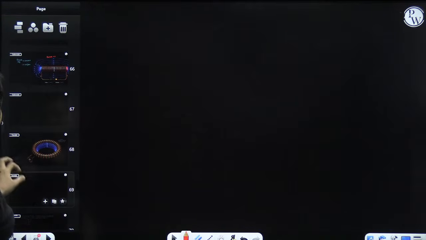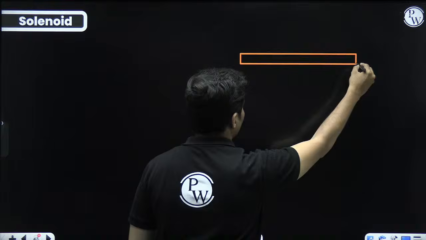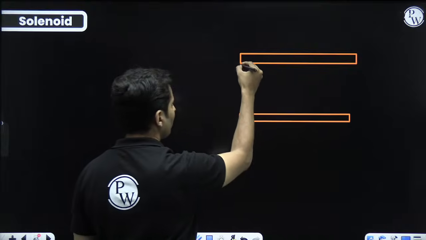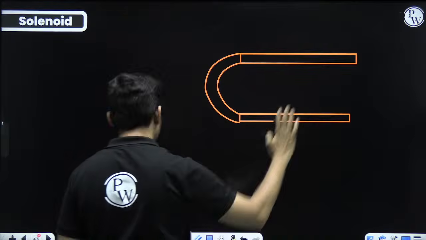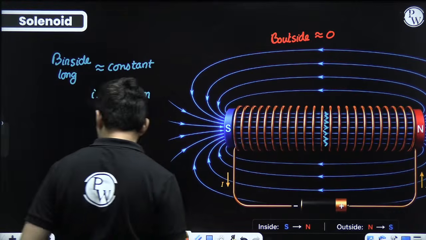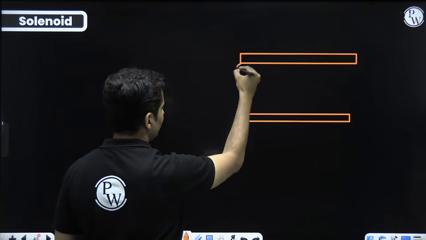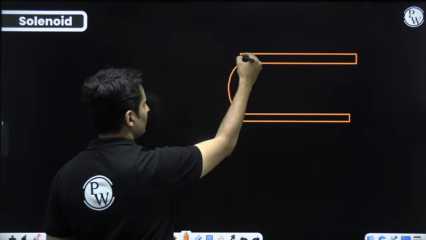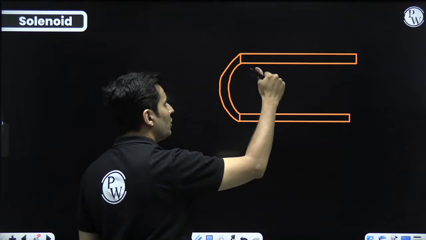How much is that magnetic field? Let's just calculate that very quickly. It's not that difficult. You can take a cross section of the solenoid. This is the cross section of the solenoid. It's like I'm cutting the cylinder in half. So visualize that cut which I have made.